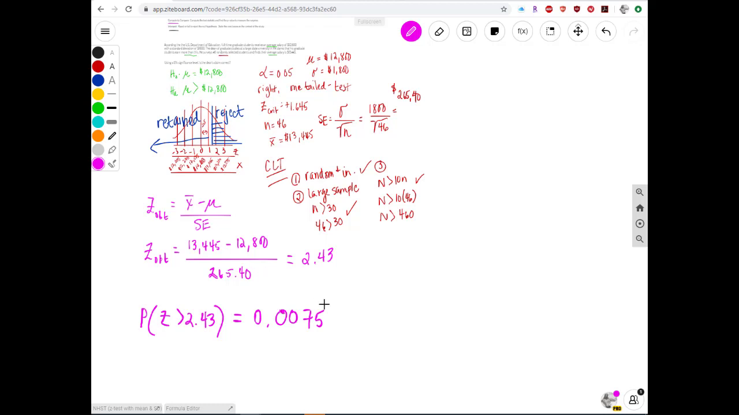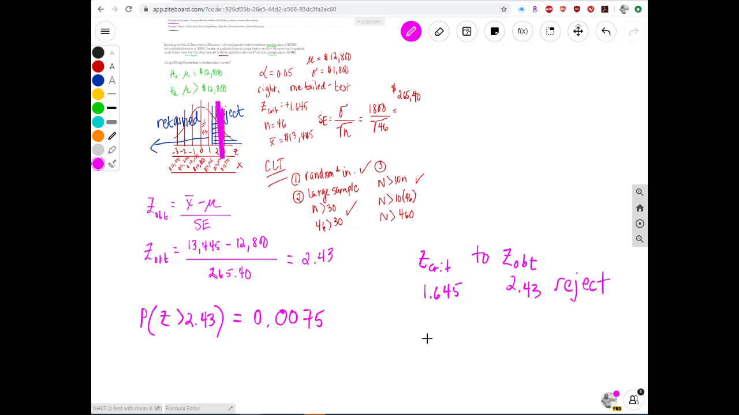0.0075. And just to recap, we're going to compare our ZCrit to Z obtained. Our ZCrit was 1.645 and our Z obtained was 2.43. So if we came up here, we said that if we got beyond this line, we would reject, and we ended up right here. So we ended up in the rejection area. So this says reject.